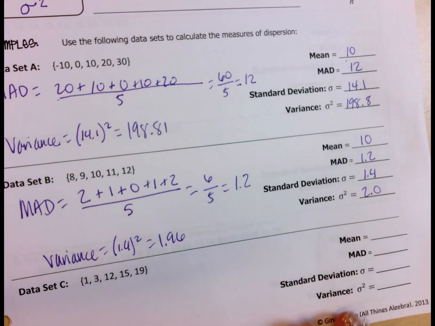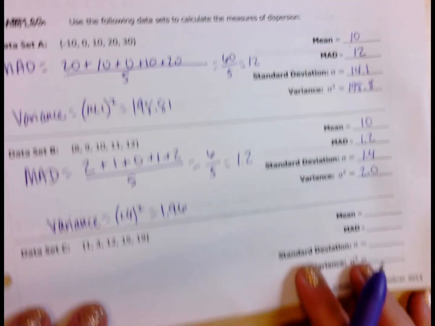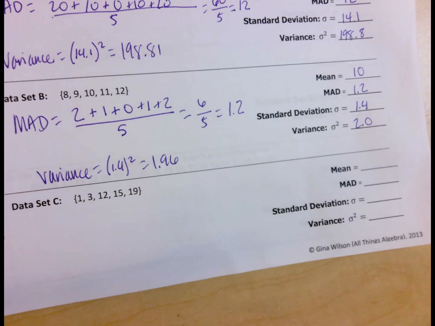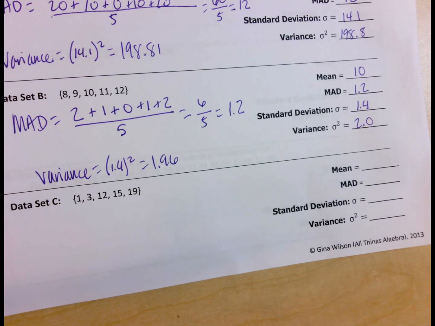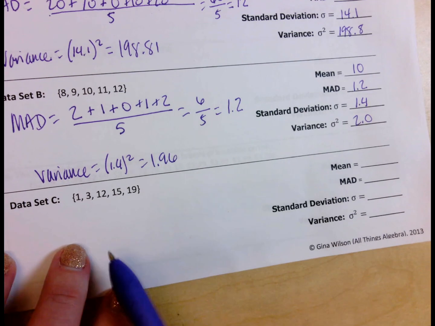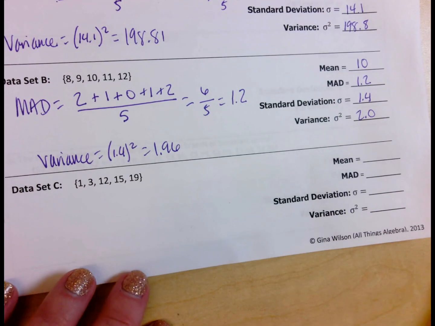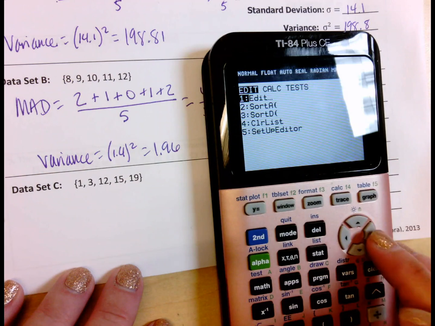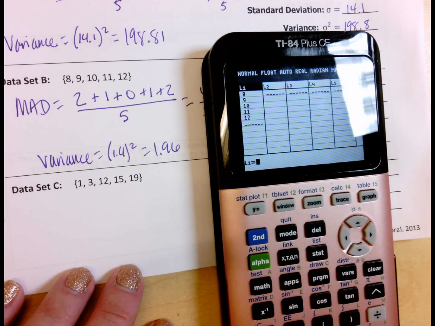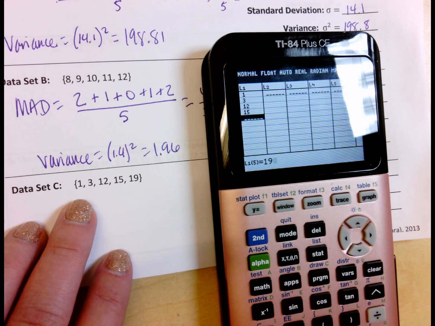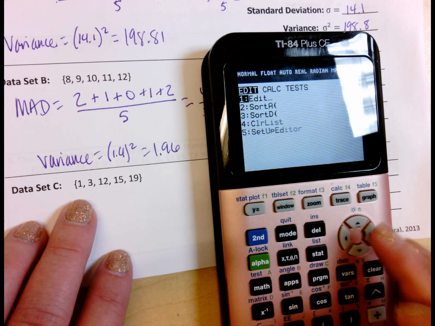All right, so basics, this is not very difficult. It's just something that we continue to add to look at the information. So data set C is the very last one. We're going to do this example together, and then we'll be finished. So we're going to go to Stat, Edit, clear this out, type in our information. We have 1, 3, 12, 15, and 19. All right, we're going to go to Stat, Calculate.